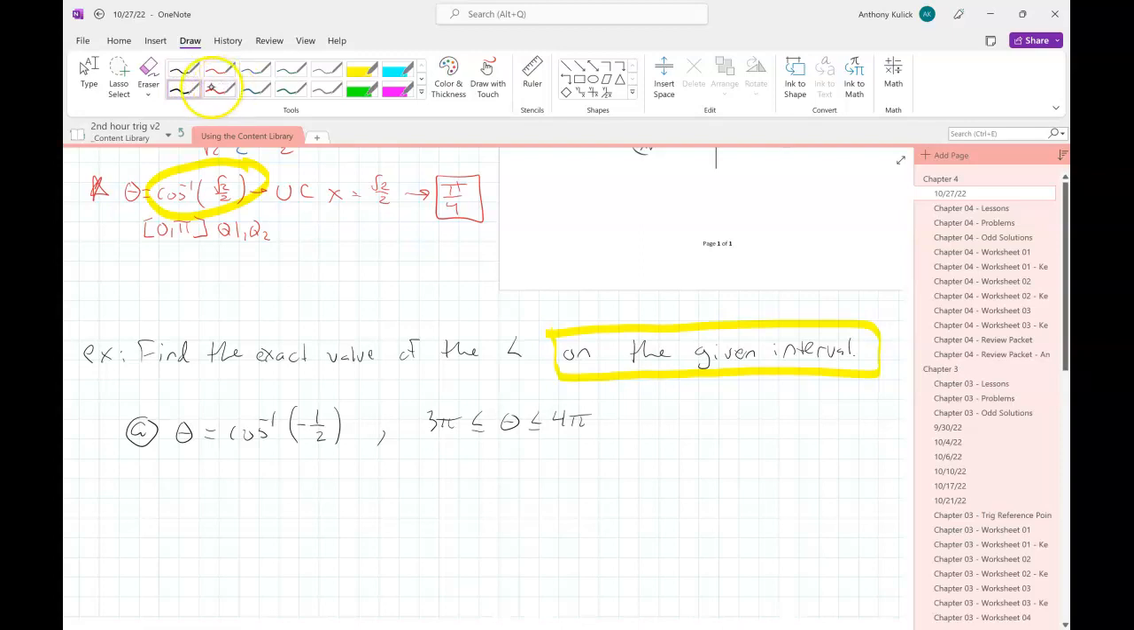So, here, instead of using the range for cosine inverse to figure out where my answer is, I need to use the given interval. So I need to figure out what quadrants are covered by 3 pi to 4 pi. The way I'm going to do that is I'm going to just draw myself a picture.